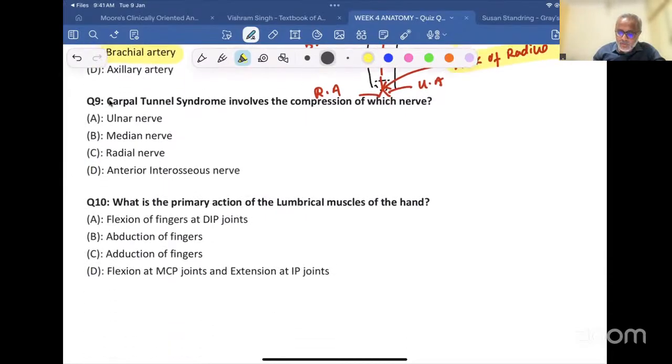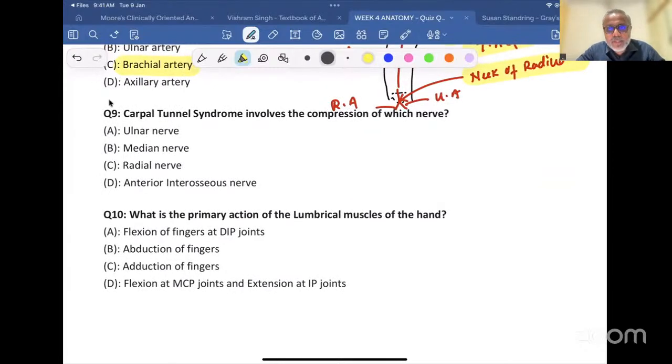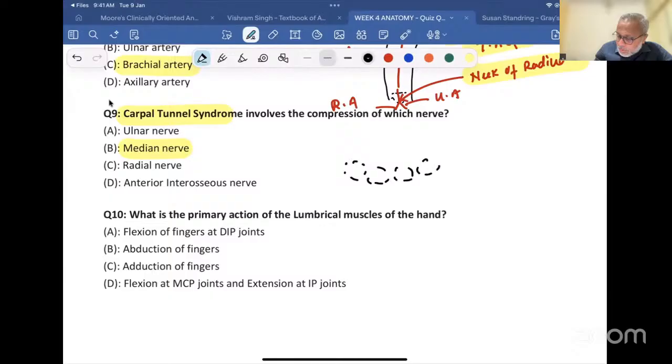Done. Now let's talk about the 9th one. Here we are talking about the carpal tunnel syndrome, and as soon as we see the name, carpal tunnel syndrome is caused due to compression of which nerve? It is the median nerve. How? Remember, we have the carpal bones, right? Now these carpal bones give rise to formation of a tunnel called as carpal tunnel, right? This is by the flexor retinaculum, right?